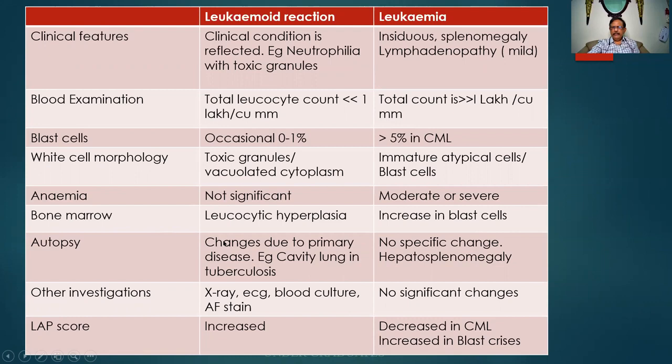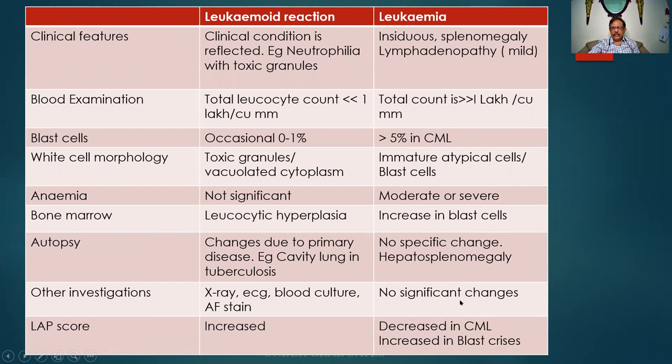At autopsy, there can be other changes. For example, a patient dies of myocardial infarction, there will be ECG changes. Tuberculosis, there will be a cavity in the lung. There are no such changes in a patient with leukemia, but for hepatosplenomegaly. Other investigations such as X-ray, ECG, culture, acid fast staining can lead us to the diagnosis.